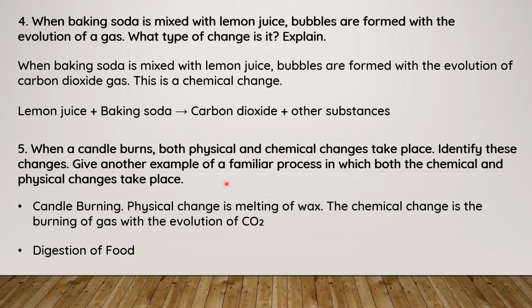Then give another example of a familiar process in which both chemical and physical changes take place. That example is digestion of food. In digestion, first we break down the food with our teeth. That breakdown is a physical change. We just crush the food. That is a physical change. But inside the body, inside the stomach, some chemical changes start. It reacts with hydrochloric acid. Many juices are secreted, we studied that. Those juices act on the food. So that is a chemical change.